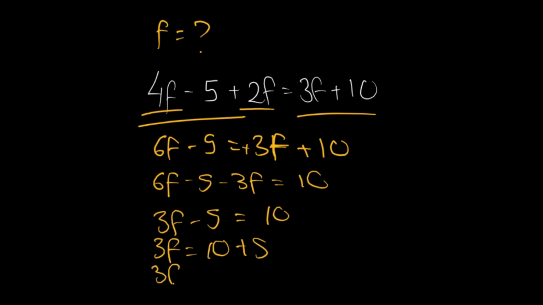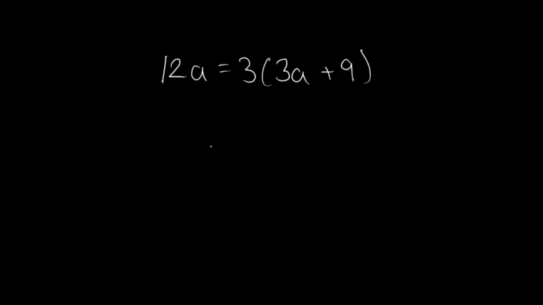So 3f equals 15. Now when you have 3f equals 15, you want to put the 3 on the other side to keep the f alone on one side. Right now it's 3 times f, so when you put the 3 on the other side, the sign changes to the opposite and it becomes division. So f equals 15 divided by 3. So f equals 5.